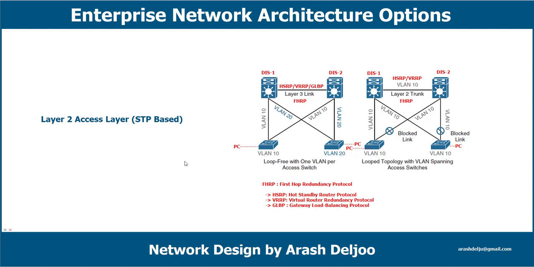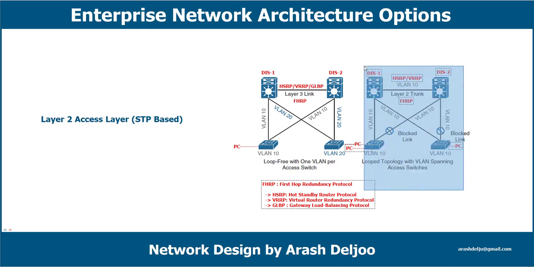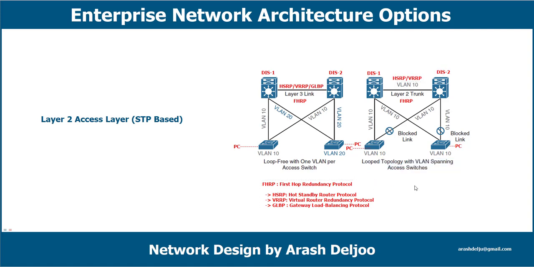Because of that, we can say about the layer 2 access layer, when we use STP, it is recommended to use the loop free design with one VLAN per access switch, and we should avoid the loop topology with VLANs spanning multiple access switches. This is only a recommendation, but in some cases maybe you need to propagate the VLAN 10 interfaces between multiple switches, and in that case you can use the loop topology. But if it is possible, it is recommended to use the loop free design between layer 2 and layer 3.